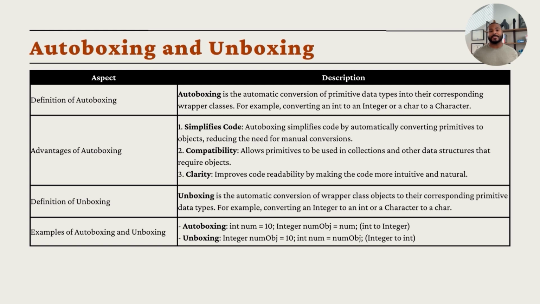On the other hand, we've got unboxing, and that does the opposite of what autoboxing does. It automatically converts wrapper class objects back to their primitive types. For example, the Integer object can be converted back to its int without explicit casting. Unboxing is particularly useful when working with collections that store wrapper objects, allowing developers to seamlessly retrieve primitive values. Understanding autoboxing and unboxing is crucial for Java developers as it streamlines code, enhances readability, and ensures smooth interactions between primitive data types and objects.